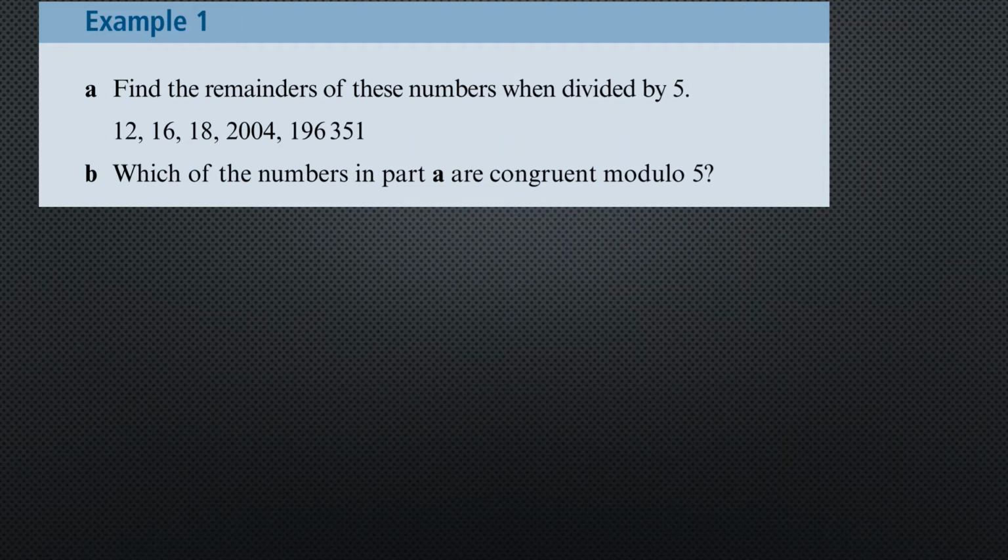Find the remainders of these numbers when divided by 5. Which of the numbers in part A are congruent modulo 5? So when we divide each number by 5 and we get a remainder, the ones that have the same remainder are going to be congruent to each other in modulo 5.